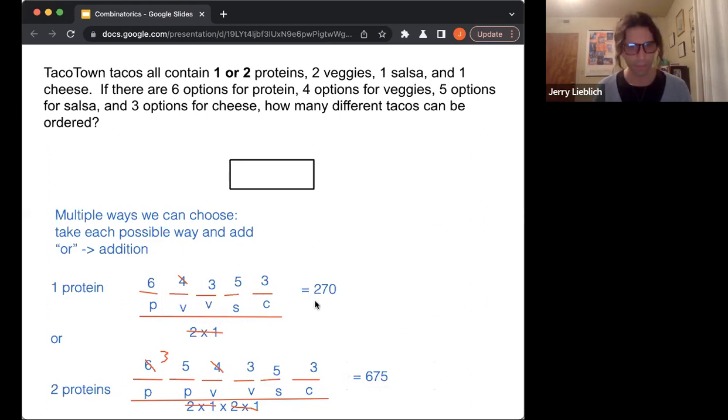I'm still getting 270 here. 4 options for veggies. Yeah, I'm still getting this. Anyway, because it's either 1 protein or 2 proteins, I'm going to take these 2 and add them together. And I end up getting 945 possibilities. Questions or thoughts about this?